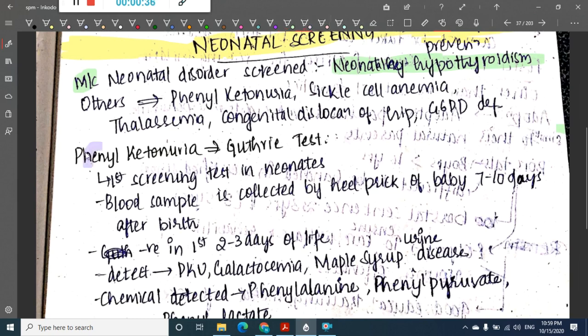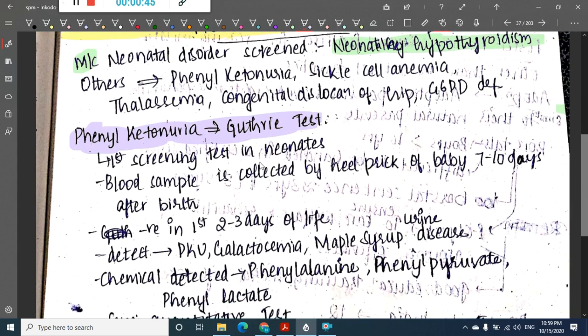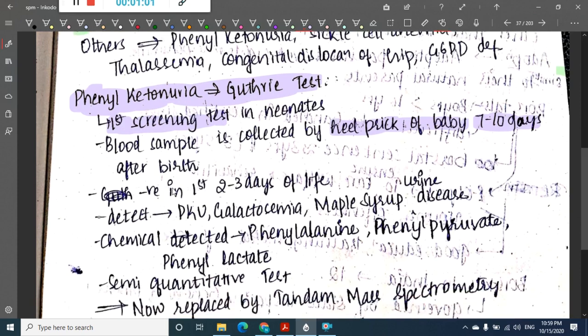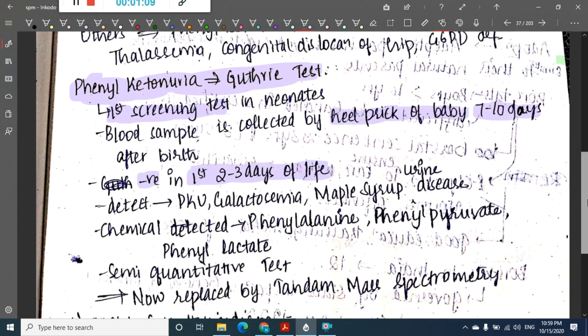Phenylketonuria is screened with the help of Guthrie's test. This is the first screening test developed in neonates. Here the blood sample is collected by heel prick of the baby at the 7th to 10th day of life. Why? Because it is negative in the first 2 to 3 days of life, we collect the blood sample through heel prick at 7 to 10 days after birth.